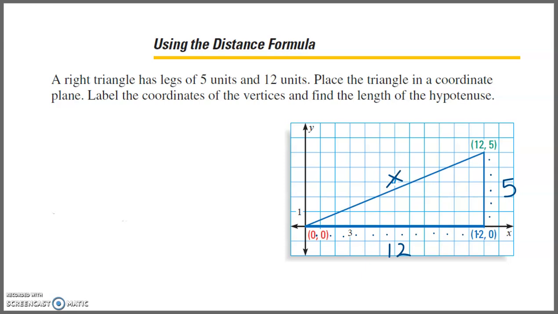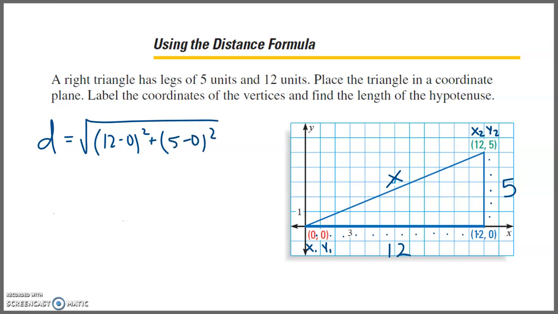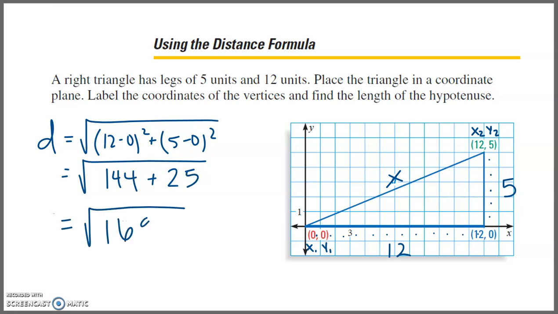Now, this side, right here, I'm going to have to calculate. I can calculate that with my distance formula. So here's x1, y1, x2, y2. So the distance is equal to the square root of x2 minus x1 squared plus y2 minus y1 squared. And let's start to break this down. 12 squared is 144. 5 squared is 25. If we add those together, that's 169. And the square root of 169 is 13. So, we now know the length of all sides of that triangle.